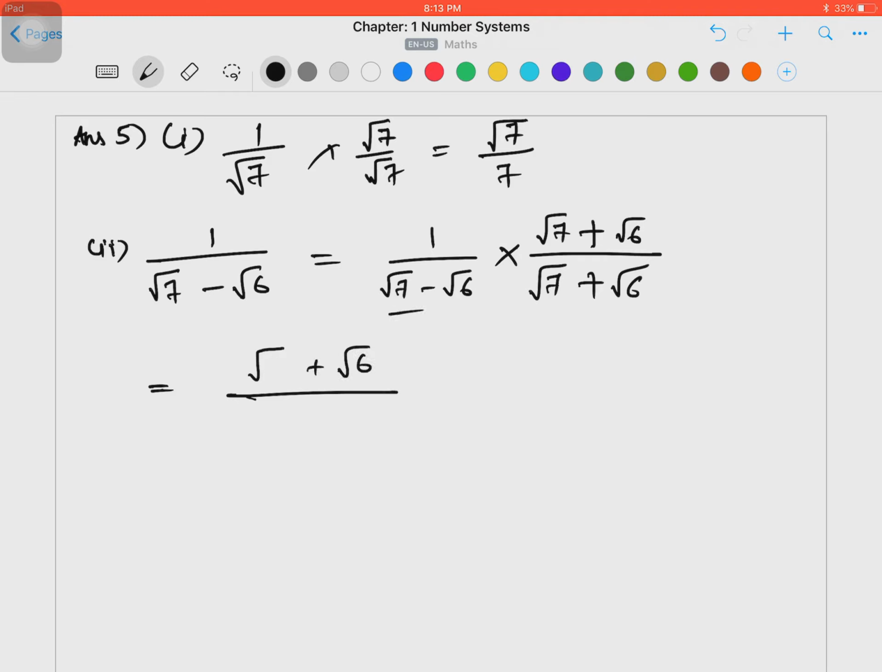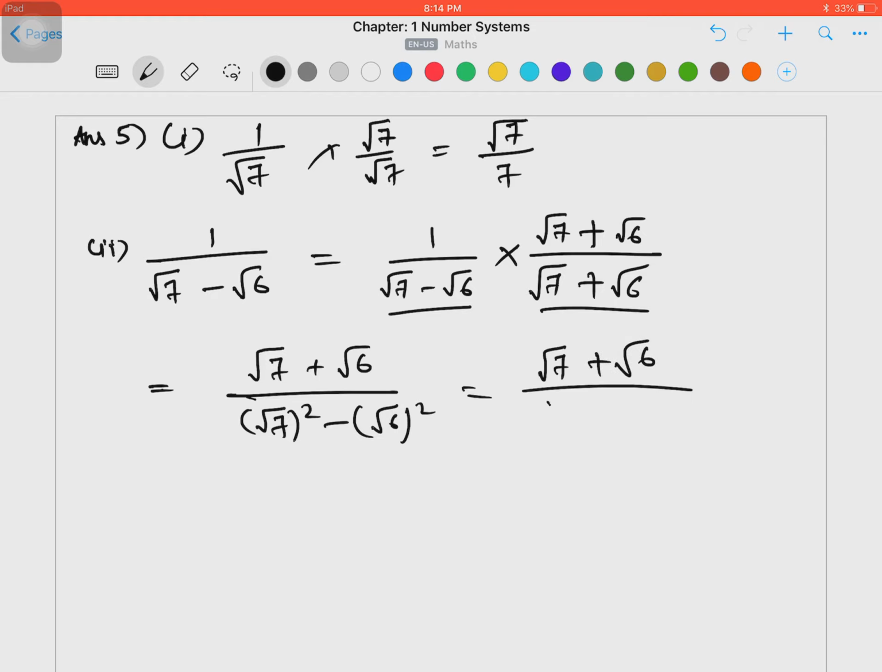While in the denominator, this is a plus b and a minus b, so that will be the square of the first term minus the square of the second term. This is root 7 square, which is 7, minus root 6 square, which is 6. So 7 minus 6 is 1. So here we have root 7 plus root 6. So the answer is root 7 plus root 6. That's our answer.